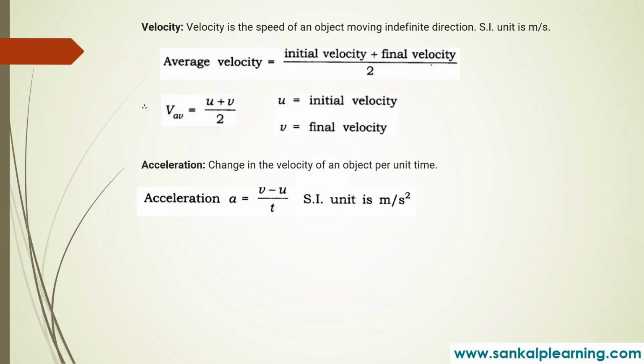The next one we have acceleration here. What is acceleration? The change in velocity of an object per unit time, it is called as acceleration. The acceleration a is equal to v minus u divided by t. This is called as what? Acceleration. The rate of change of velocity.